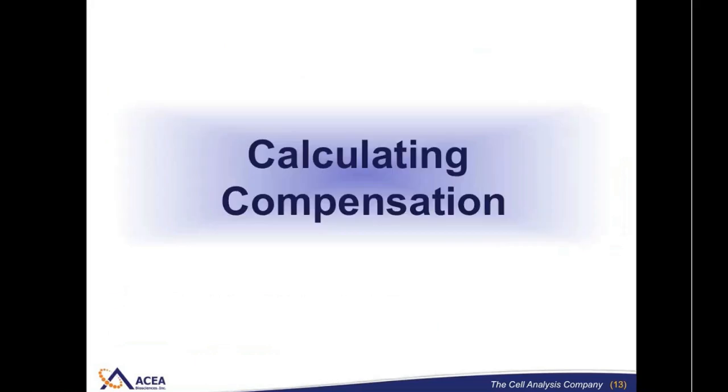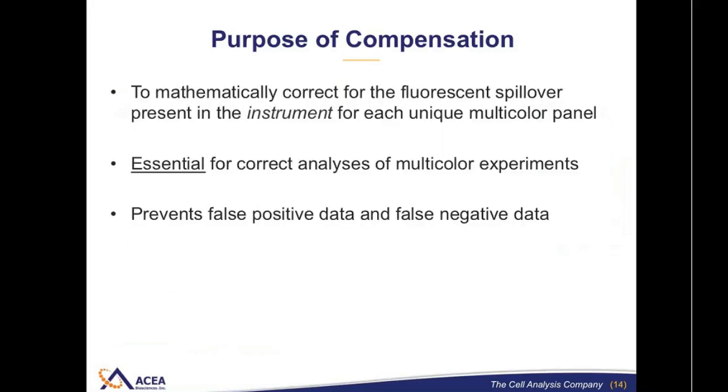So now we'll talk about calculating compensation. Calculating compensation has to do with the fluorochrome selected. However, it also has a lot to do with the specifics of the instrument you are using, including the laser lines available, the power of those lasers, and then the exact dichroic mirrors and bandpass filters that are being used to direct the light. So compensation is essential for multicolor experiments, and it prevents false positive and false negative data in your analysis.